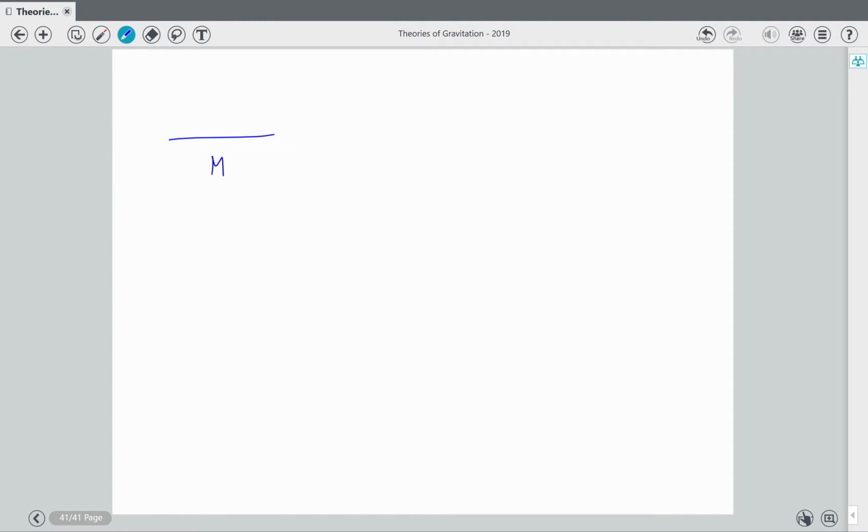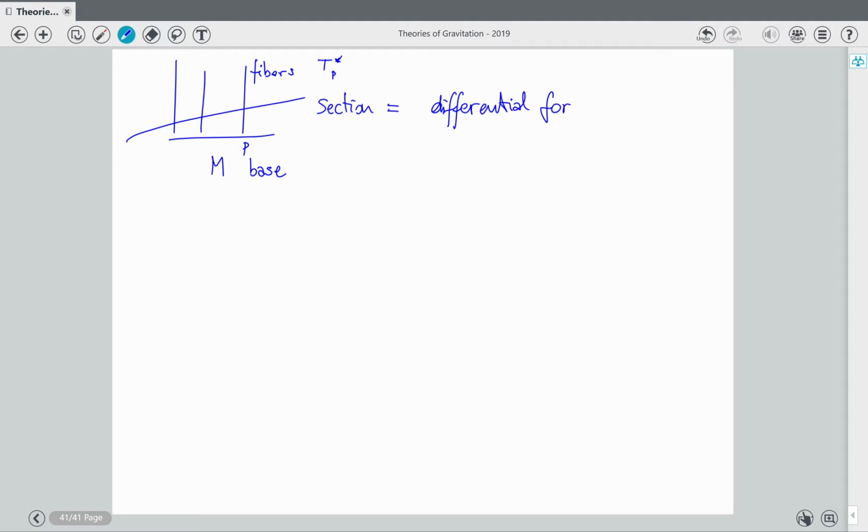So again, you have M, the base, then you have fibers, which are tangent spaces, and then you have a section, differential form of degree 1, or 1,4. So this one is called 1,4.